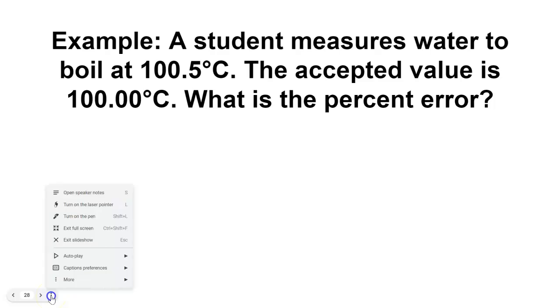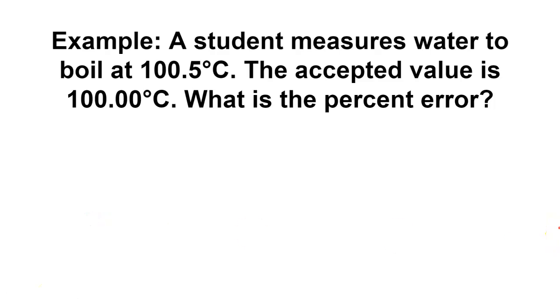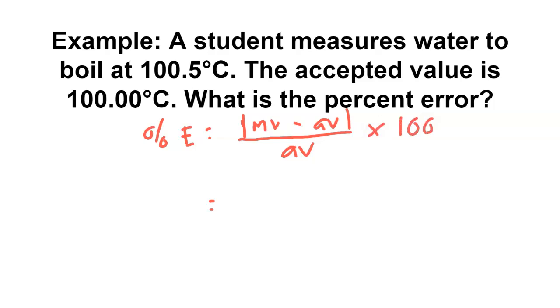Okay, so what we'll do is quickly write an abbreviated form of the equation. Percent error, or percent E, equals the absolute value of the measured value minus the accepted value, over the accepted value, times 100%. All this 100%, by the way, is doing is converting a decimal, which is the form you get in here, into a percent. Okay, so I have to read the problem carefully. My measured value is 100.5.